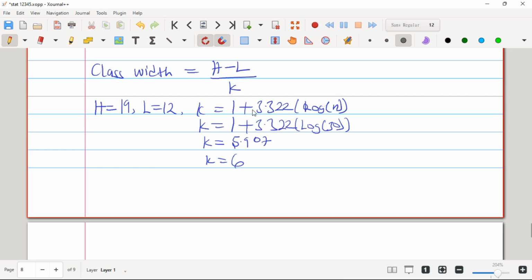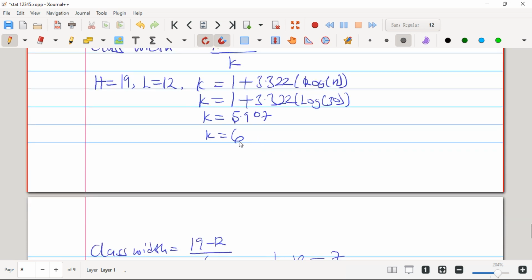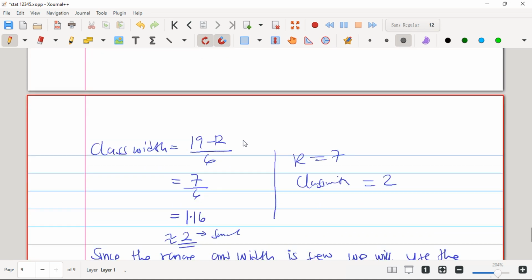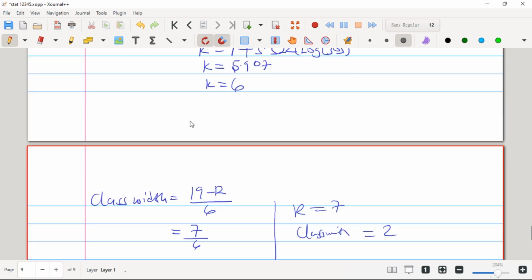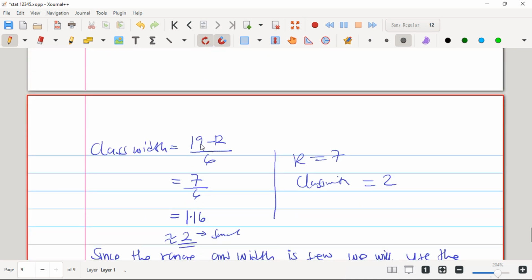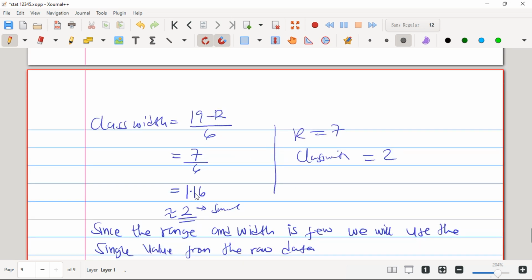We just have to write 1 plus 3.322 times log of N, right? And when you punch this on the calculator, I'm going to get 5.907, of which our k is equal to 6, right? So we have 6 as our number of classes. Once we have the k, h and l, we can find our class rate. So our class rate is going to be 19 minus 12 divided by 6, and we are going to get 7 divided by 6, and then our final answer will be 1.16.